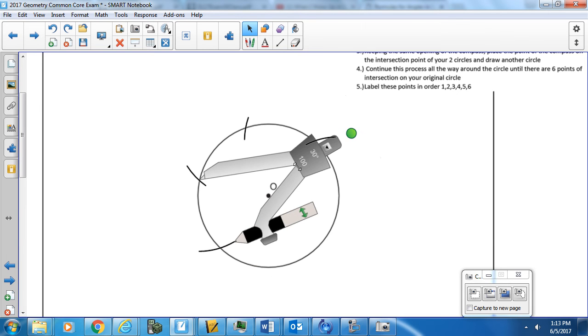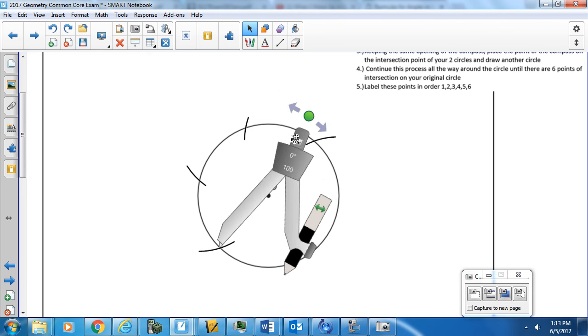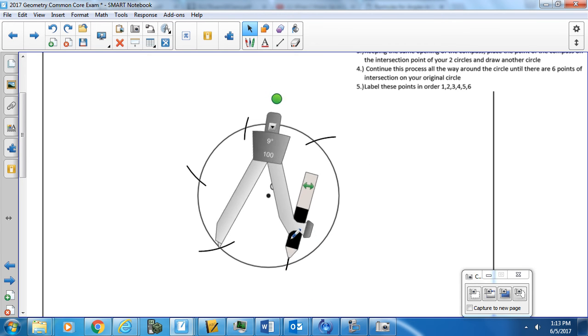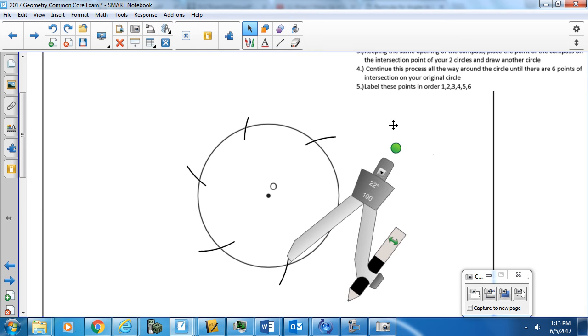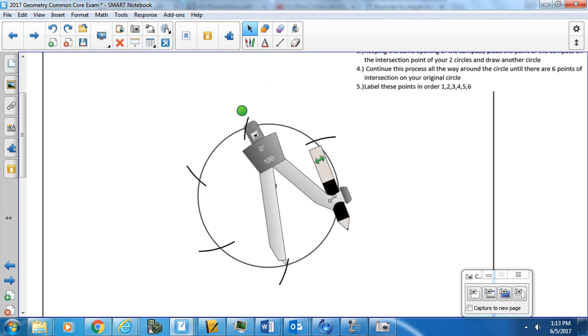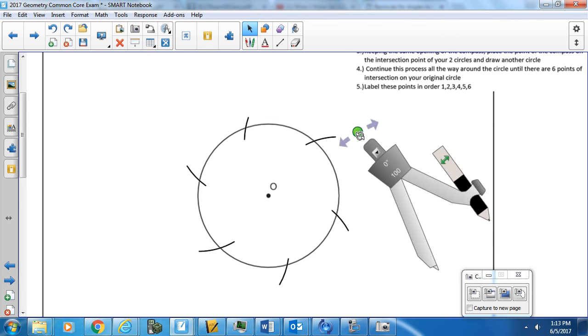All right, so I'm going to go all the way around. If you remember in class when we did this, if you actually do the circles, you get a flower, which looks interesting for those of you who like art. It's actually pretty nice looking.